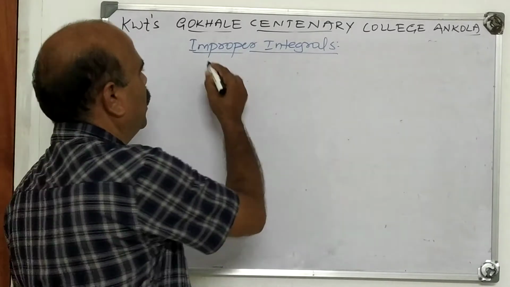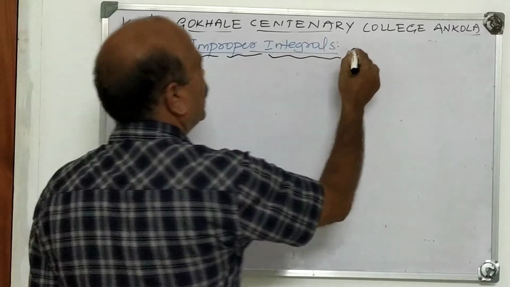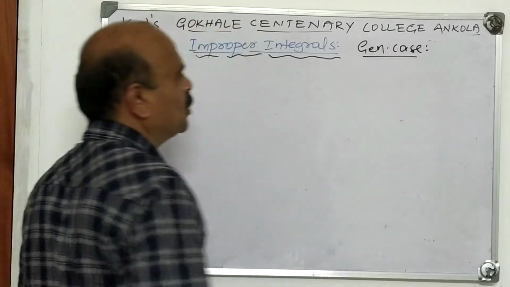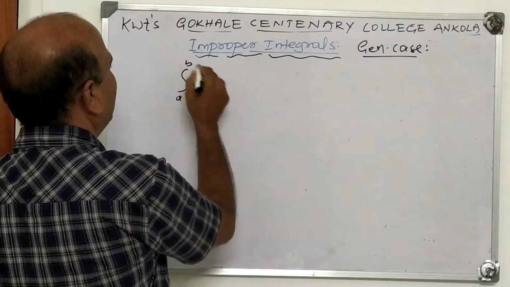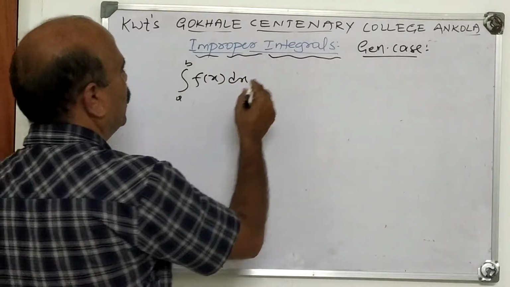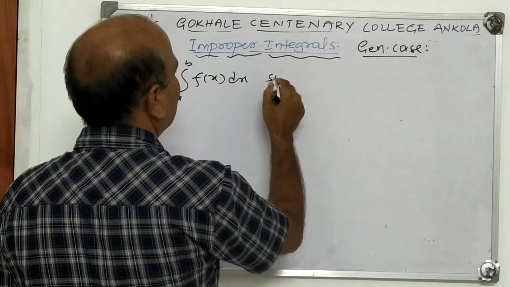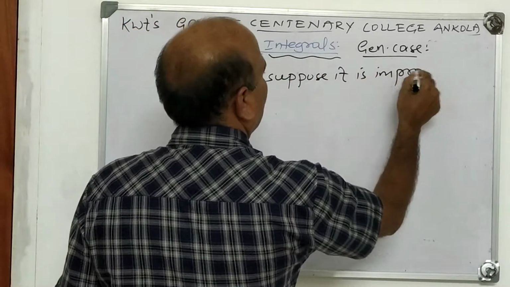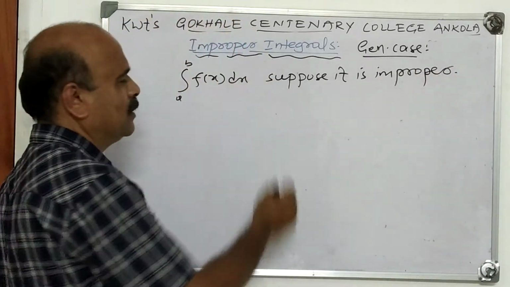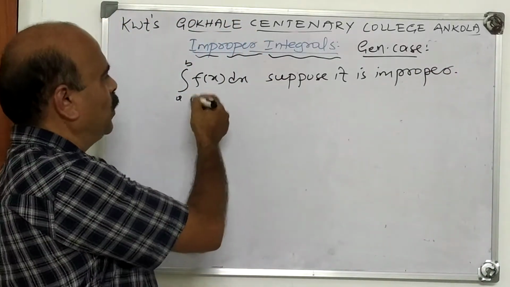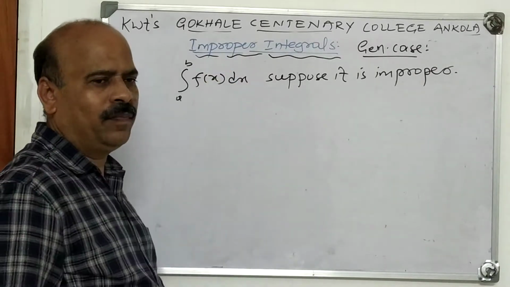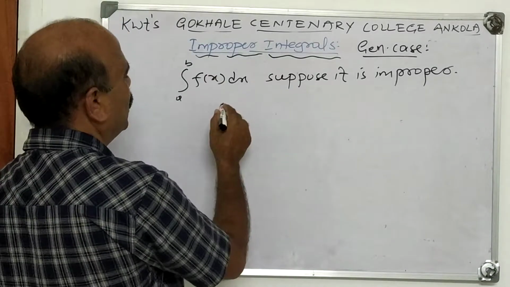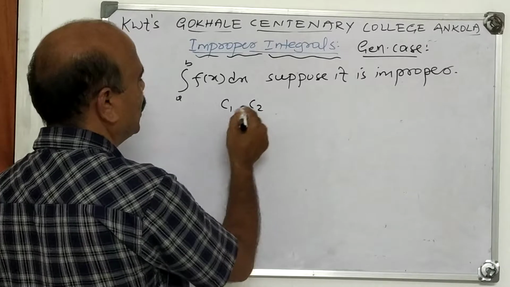Now, the general case of improper integrals. It means consider the integral a to b f of x dx. Suppose it is improper. It is an improper integral of the second kind because the function is unbounded in [a, b]. Limits are finite. Now, in this case, suppose there are a finite number of points of discontinuities.